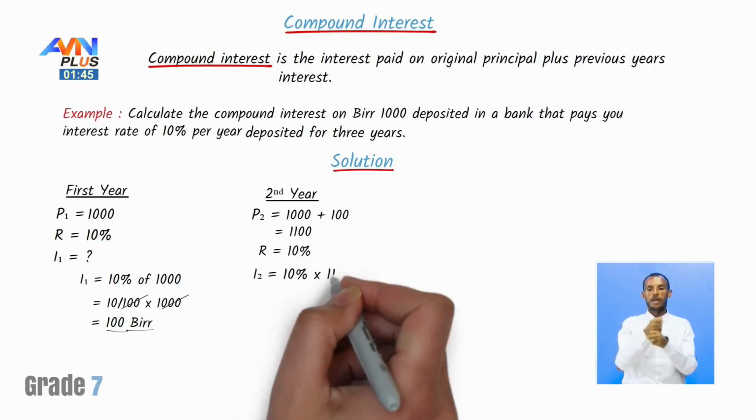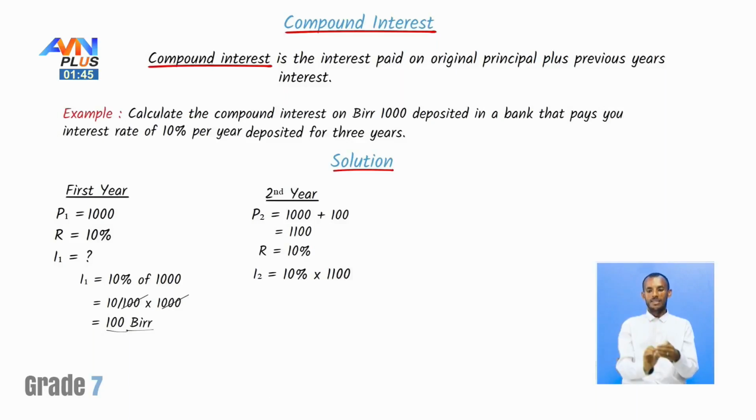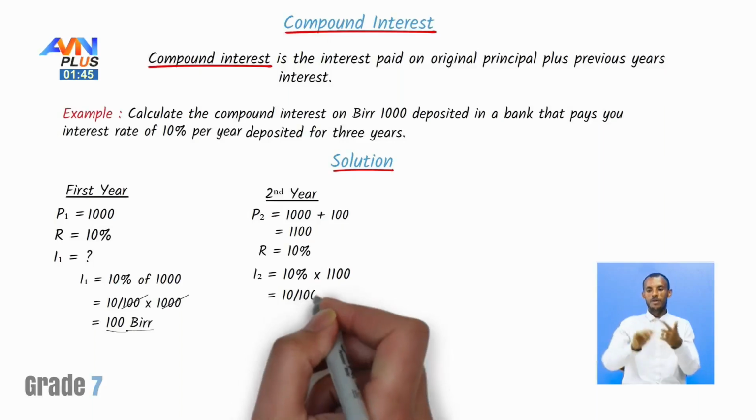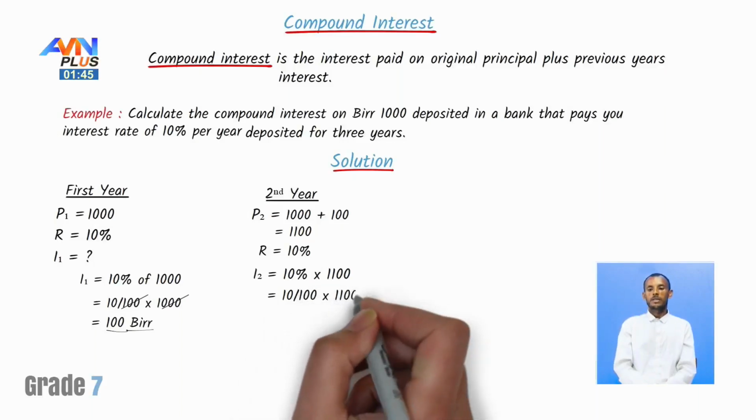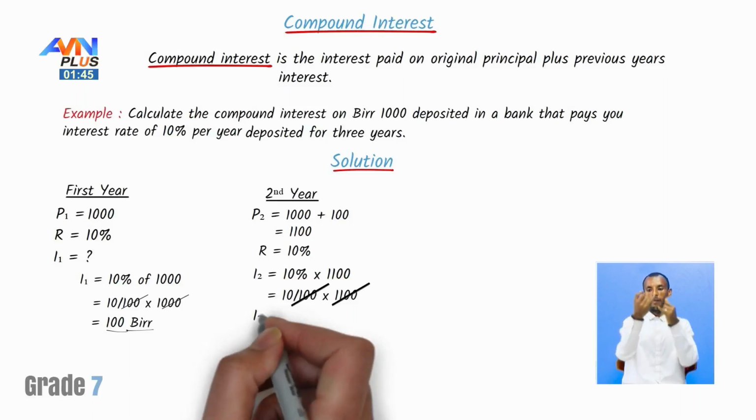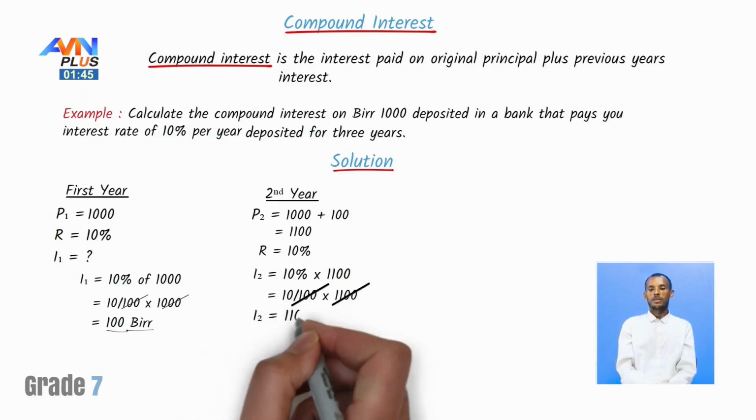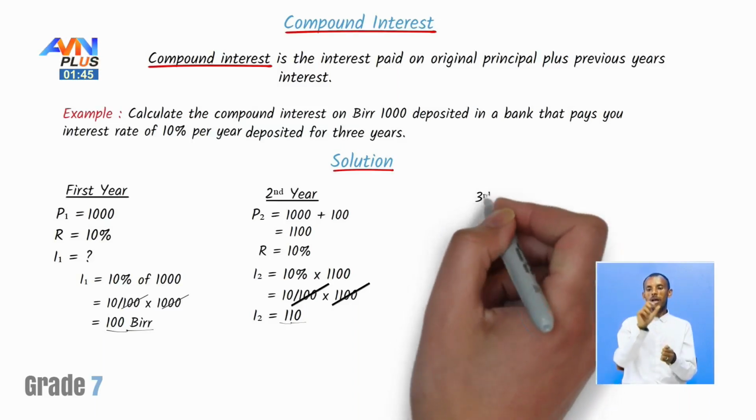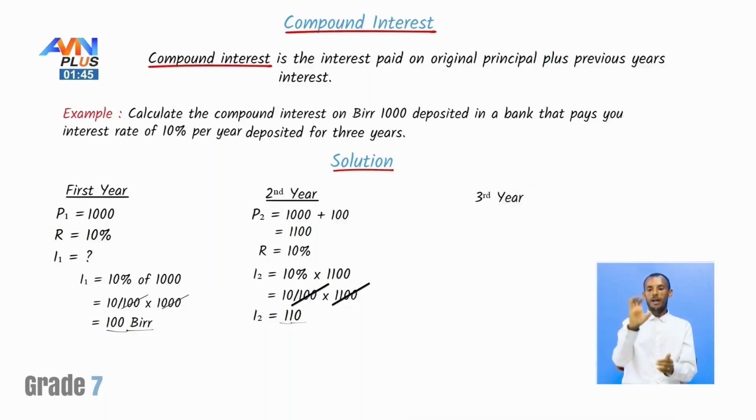The rate is the same, 10%. The interest for the second year will be 10% of this principal, 1,100. So 10% is 10 over 100 times 1,100. These two zeros cancel out, 11 times 10 is 110. This will be the interest for the second year.